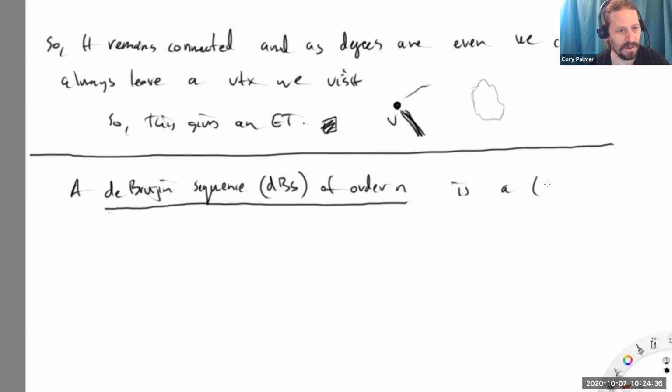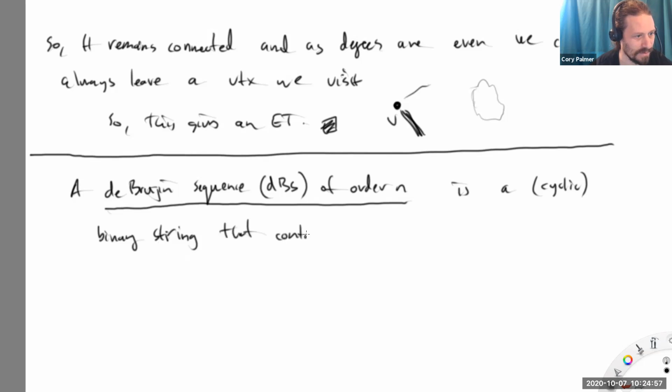A De Bruijn sequence is a cyclic binary string. I'll explain exactly what I mean by this once I finish defining the rest of it. Okay, so you've got this 0, 1 string that contains every length n binary string as a contiguous substring.